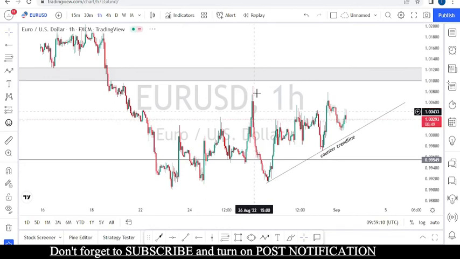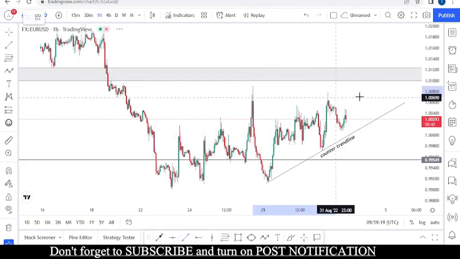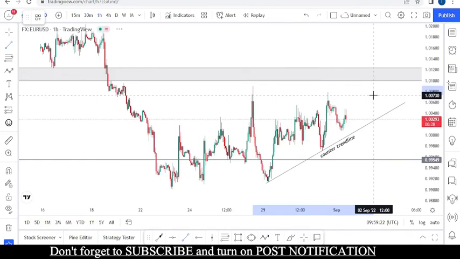Aside from this zone that created this new higher high, ever since we've been creating lower lows. Because if I pull my trend line, you can see that this is still a bearish scenario.